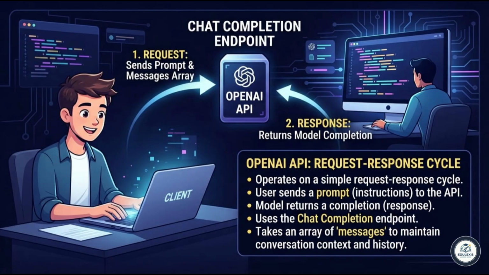The OpenAI API operates on a simple request-response cycle. You send a prompt, the instructions, and the model returns the completion. We are using the chat completion endpoint. It takes an array of messages. This allows the model to remember context because it sees the conversation history you pass to it.